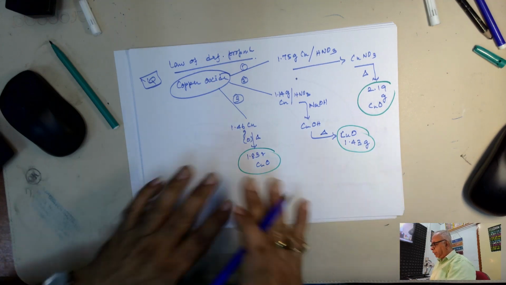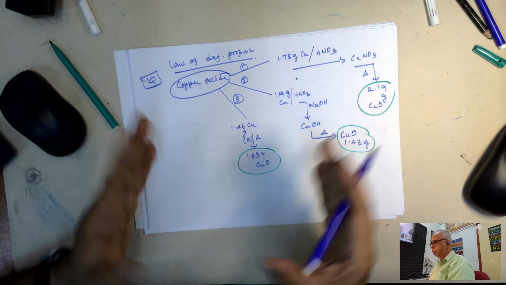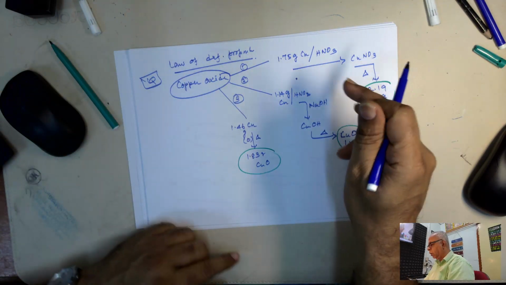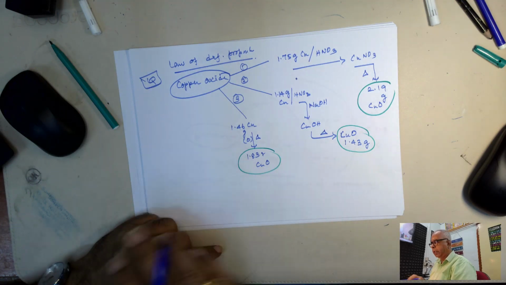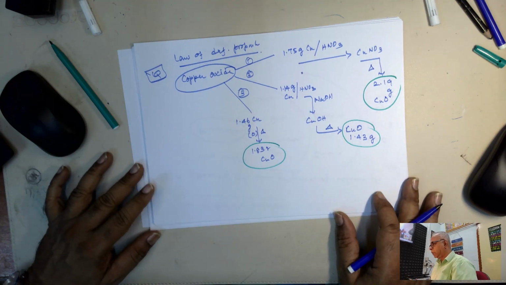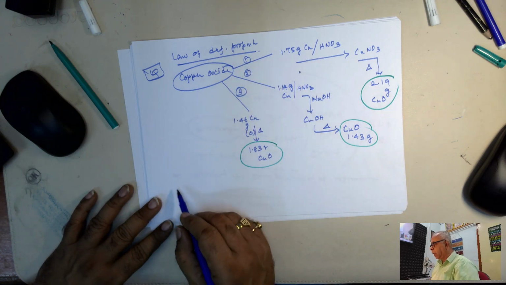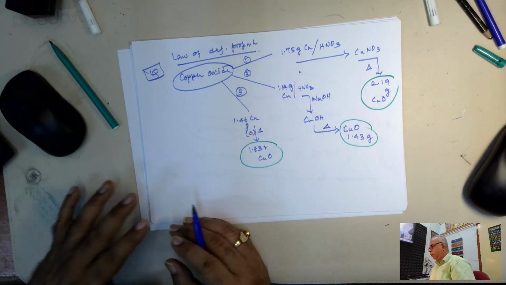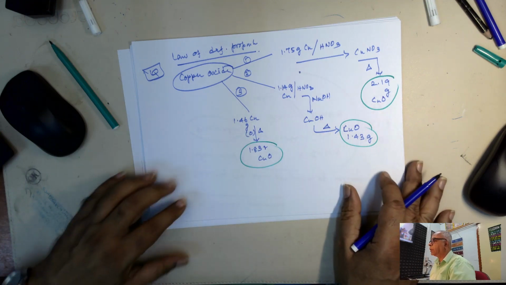Now, with this data, we must establish the law of definite proportion with respect to the copper oxide obtained from different routes. Do you understand this? Right. Now let us see step 1, that is, reactions 1 and 2. Let us consider the first one. First case. What is the first case?